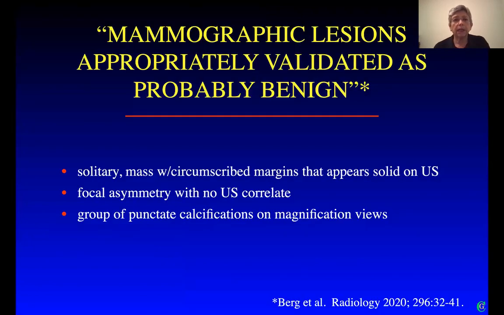Now, more recently, in May of 2020, Dr. Berg and several other colleagues published a very interesting paper, and they basically describe mammographic lesions that have been appropriately validated as probably benign: a solitary mass with circumscribed margin that appears solid on ultrasound, focal asymmetry that has no ultrasound correlate, or a group of punctate calcifications on magnification views.